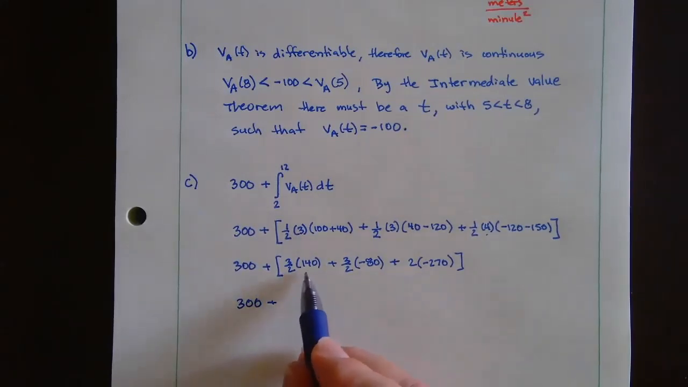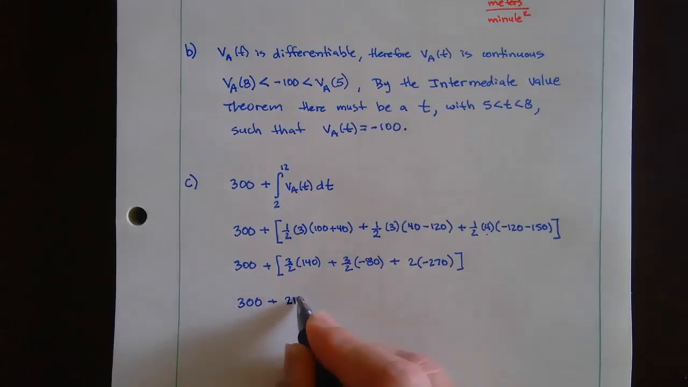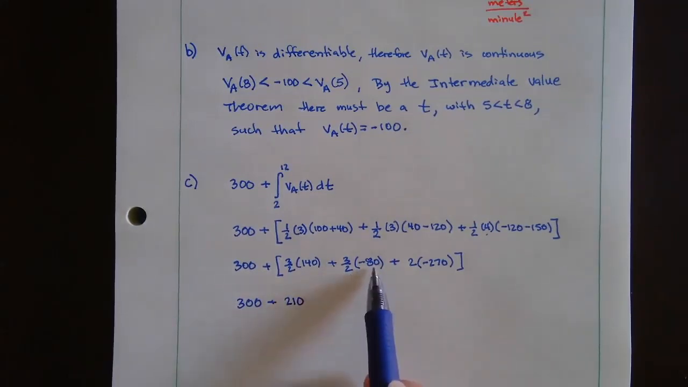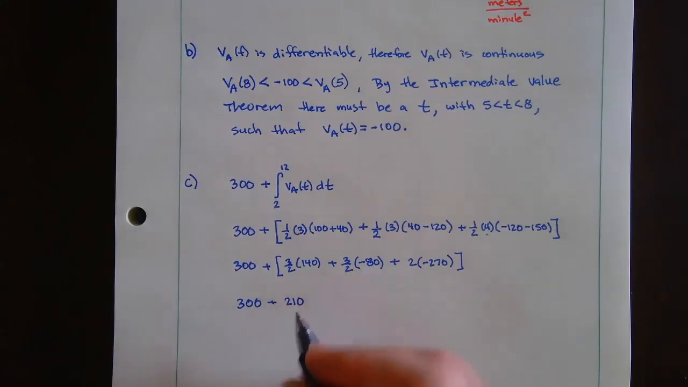So this would be half of 140, which would be 70. So this would be 210. And then this would be half of negative 80. So that'd be negative 40 times 3 is negative 120.